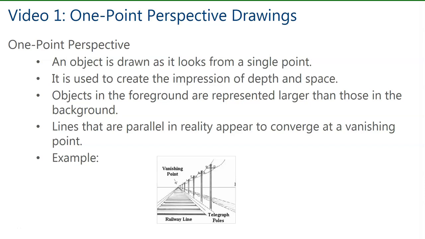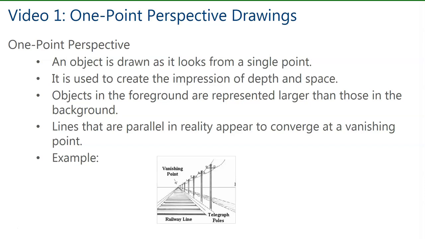Here we'll look at one-point perspective drawings, which is when an object is drawn as it looks from a single point. And it is used to create the impression of depth and space. Now, objects in the foreground are represented larger than those in the background, and lines that are parallel in reality appear to converge at a vanishing point.